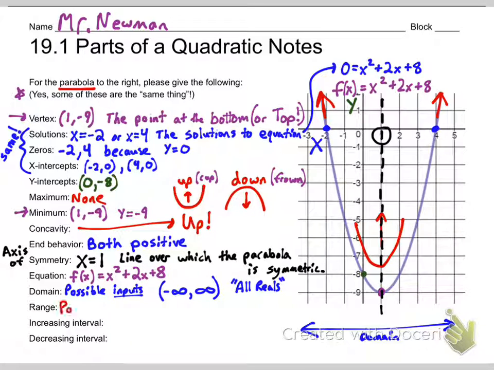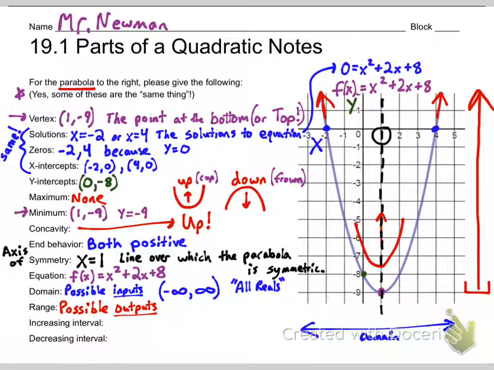For the range, that's all the possible outputs, or all the possible y values. So here, we actually can't plug in just anything because, for example, we can't get out anything. We could never get out the value negative 10. There's no point on this parabola that has a y value of negative 10. The smallest y value, remember our minimum, is negative 9. So we need to say that. It's basically negative 9 and up.